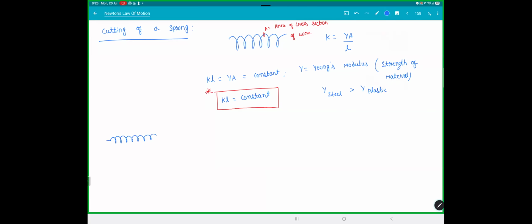So if you have a spring, and if you decide to cut it here, let's say this length is L1, this length is L2, then this will have its own spring constant K1, this will be K2.